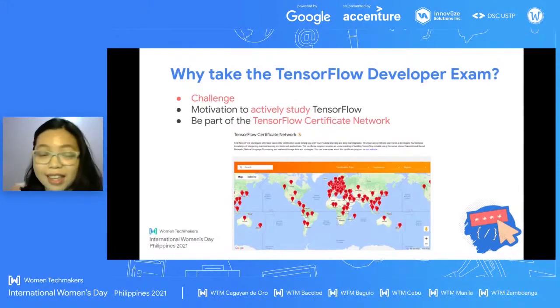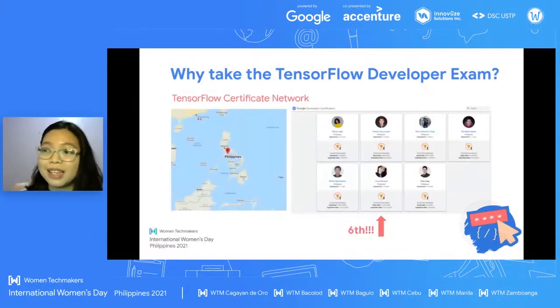And of course, this is the thing that I was talking about a while ago, the TensorFlow Certificate Network. So if you pass it, you will be included in that network and the TensorFlow developer site. And it's good for people looking for developers, for example, within the region here in the Philippines. If they want to hire people who are knowledgeable at TensorFlow, they can find you there. So that's also a benefit.